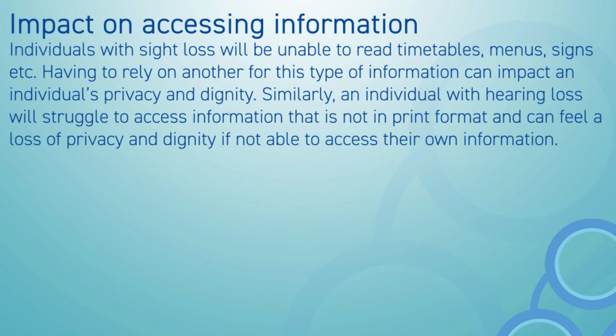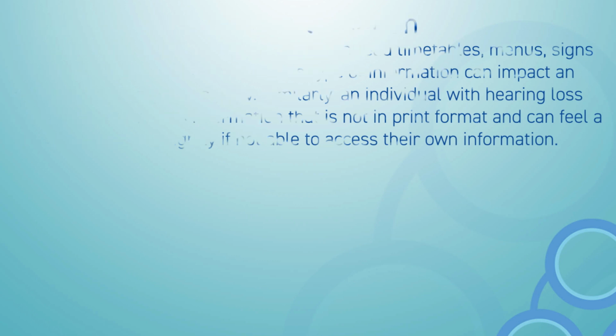Impact on accessing information. Individuals with sight loss will be unable to read timetables, menus, signs, etc. Having to rely on another for this type of information can impact an individual's privacy and dignity. Similarly, an individual with hearing loss will struggle to access information that is not in print format and can feel a loss of privacy and dignity if not able to access their own information.